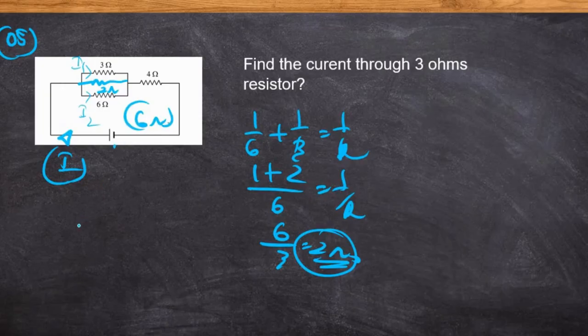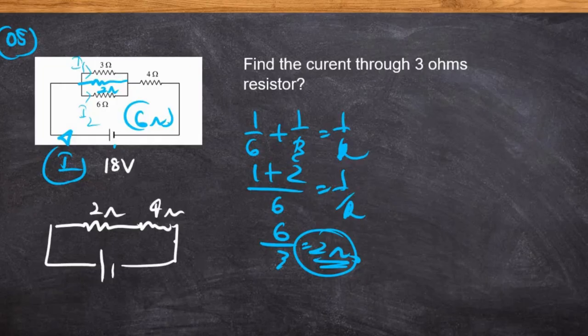The value of the cell is not given. What's the value of the cell? The value of the cell will be 18 volt. So let's find the value. It's 2 ohms plus 4 ohms, so it's 6 ohms once we add these two, and 18 volt. Let's apply V equals IR. 18 divided by 6, that's 3 amperes.